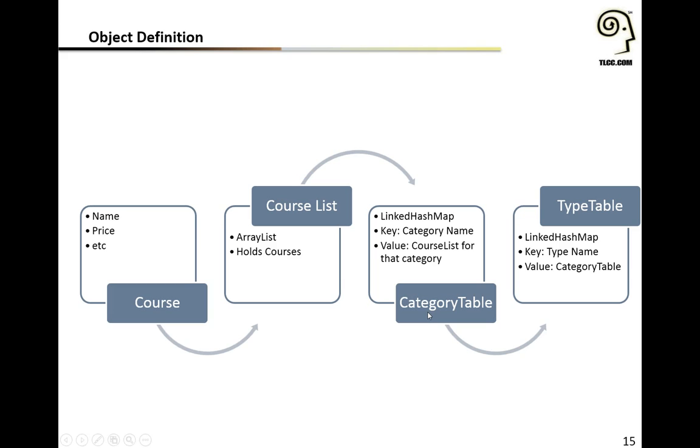And then the category table, once I built that up for, let's say, all the developer courses, I put that into a type table. Again, a linked HashMap. So I can say, give me all the developer courses. It will return the one category table that has all my categories, that holds all the courses and so forth down the line.